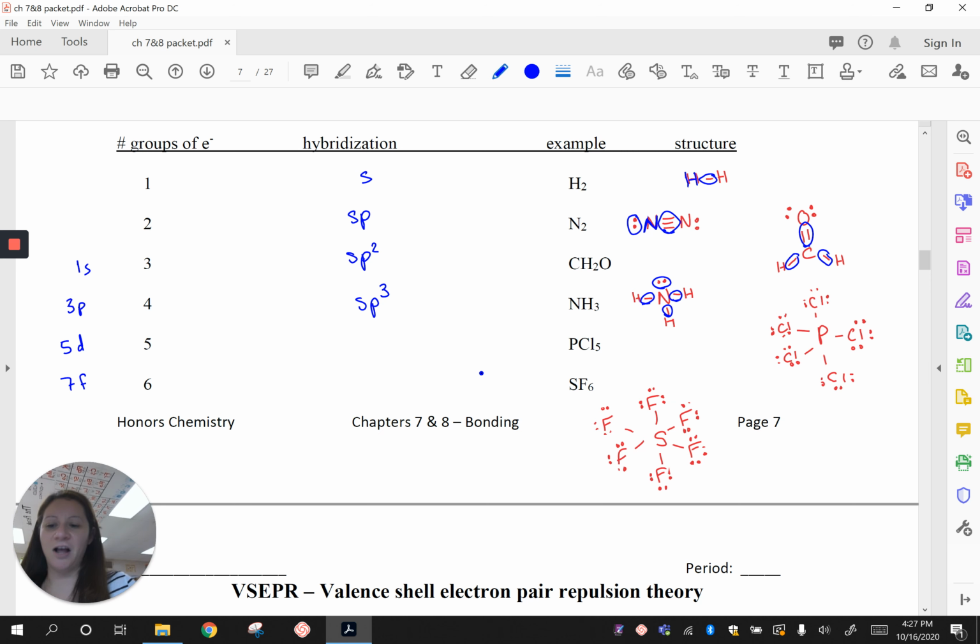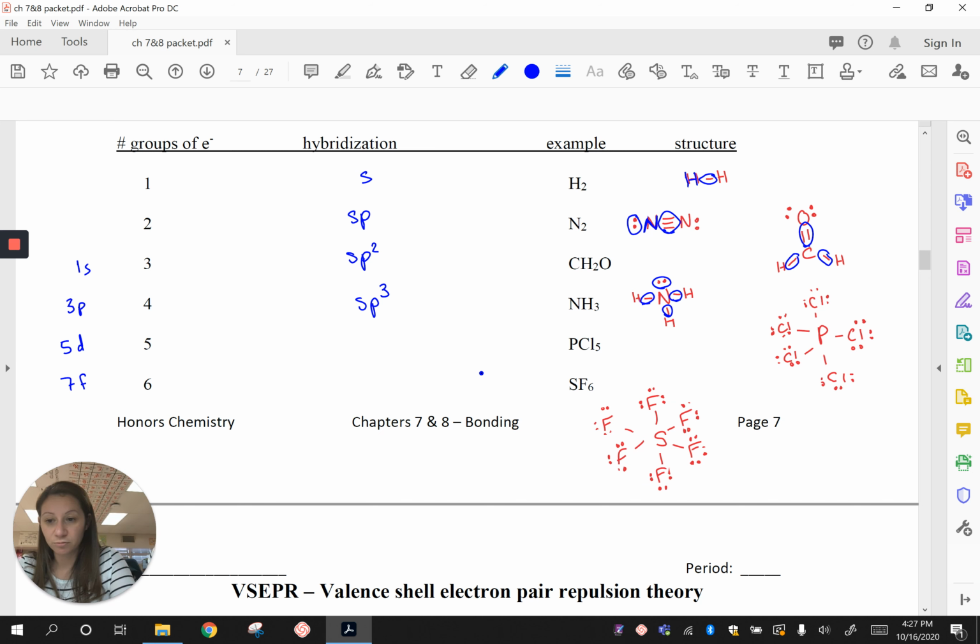Okay, let's look at PCl5. You might have been confused by PCl5 and SF6, right? It doesn't really make much sense, because look at that phosphorus. It has 10 electrons around it. It's more than an octet. Well, it turns out in some situations that happens. PCl5 and SF6 are molecules that actually exist. And so, it just happens.